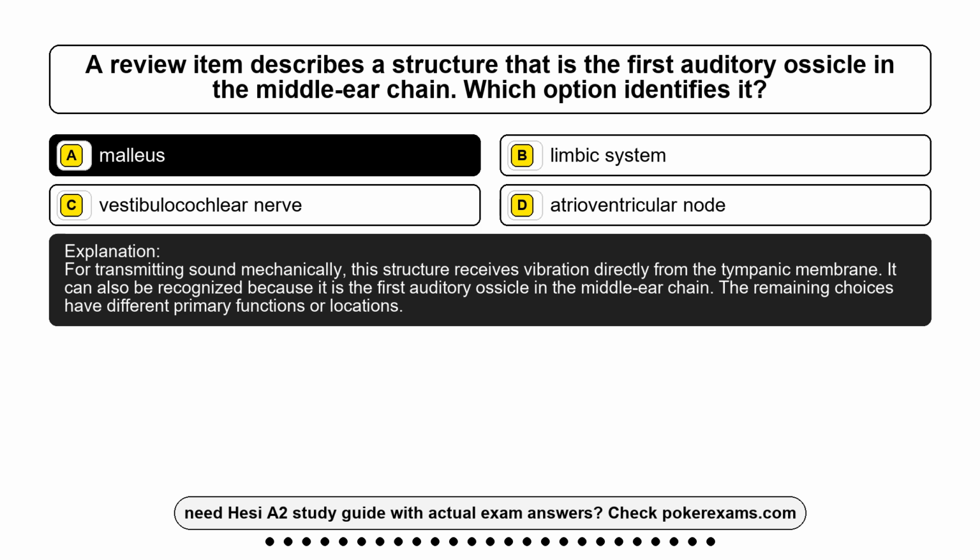For transmitting sound mechanically, this structure receives vibration directly from the tympanic membrane. It can also be recognized because it is the first auditory ossicle in the middle ear chain. The remaining choices have different primary functions or locations.